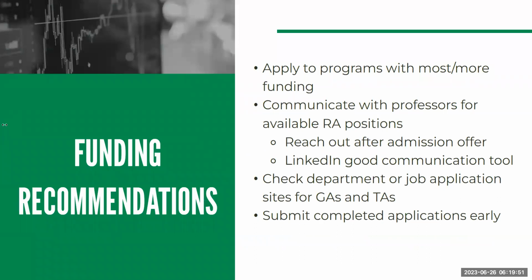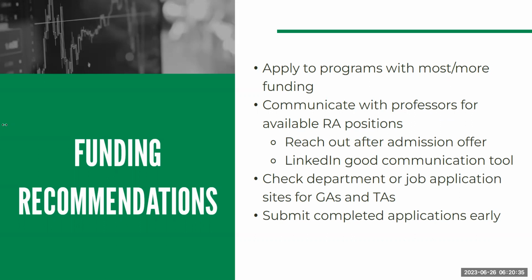So some recommendations I have for pursuing funding and applying for funding are looking for and applying to programs and universities with more funding available and communicating in writing with professors to see if there are any RA positions available and then reaching out to them after you receive your admissions offer. LinkedIn is generally a good place to connect with and keep up with faculty and see what their research projects are and what the progress on those research projects is. You also want to check the department or university job application websites for GA and TA positions.